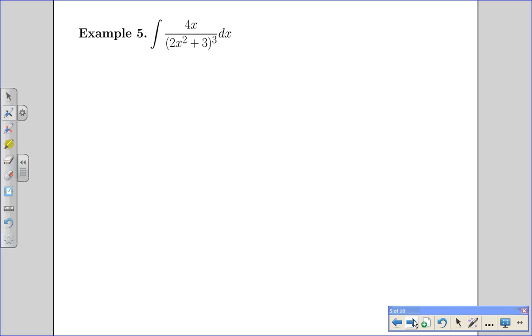This next example is very similar, except that now I have some variables in the denominator. So, the very first thing we need to do is write this so that I have that expression in the denominator, which is raised to the 3rd power. I'm going to move that to the numerator by changing that exponent to a -3. So what we get here is the integral of (2x squared plus 3) to the -3 power times 4x dx.